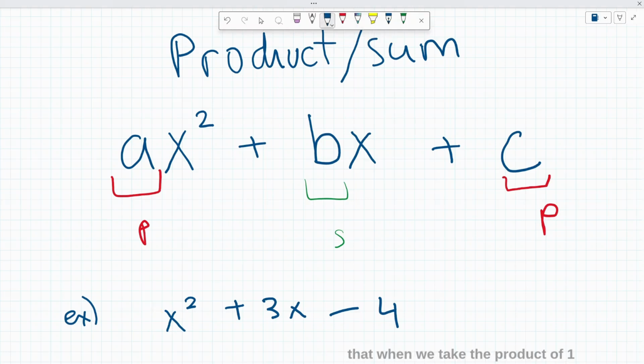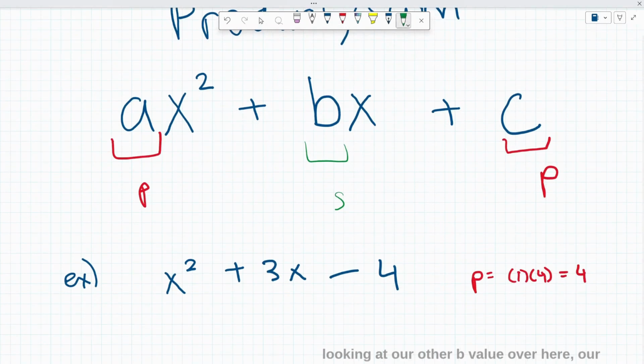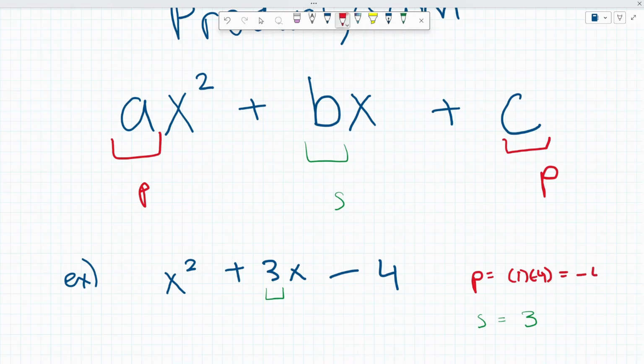So that means that when we take the product of 1 times our c value here, which is -4, we get -4. So let's write that on the side. So here our product equals 1 times -4, which equals -4. And then we are looking at our b value over here, which is our sum value, and that equals 3. Oh, I'm sorry, this should be a -4 because it's 1 times -4.